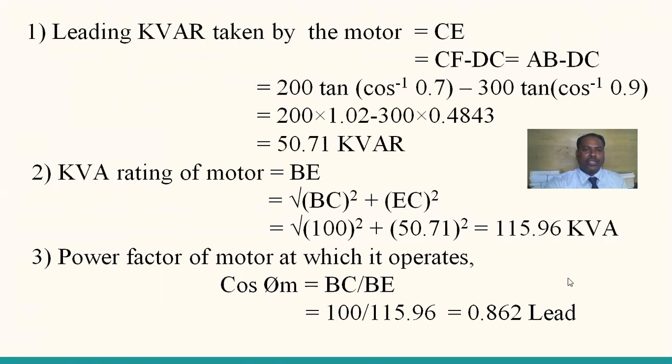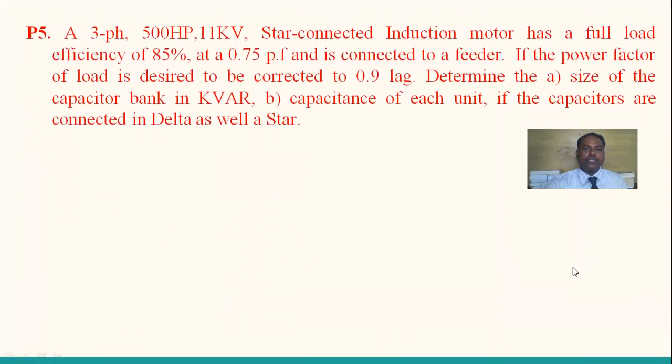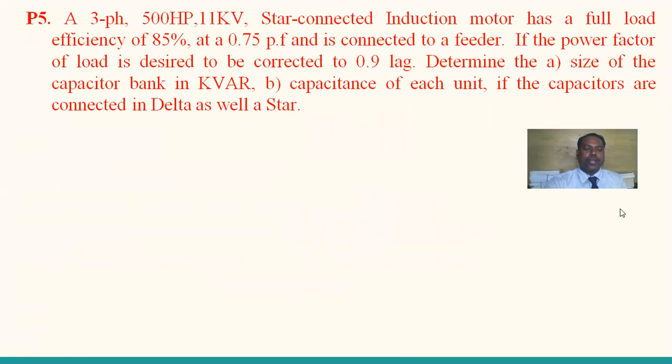So shall we move to the next problem? Let's go. So this is the next problem. A 3-phase 500 HP 11 kV star connected induction motor has a full load efficiency of 85% at a 0.75 power factor and is connected to a feeder.